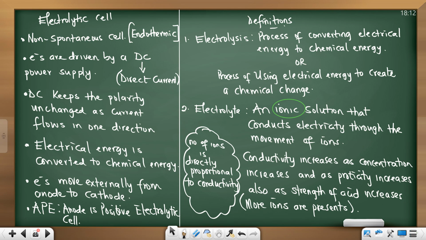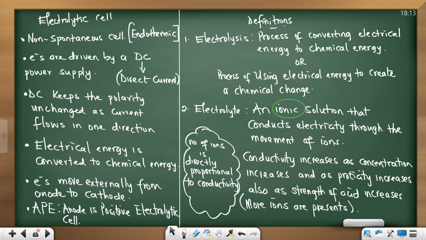All the few points we said. Number 1, it is non-spontaneous, therefore it is endothermic. Electrons are driven by a DC power supply, a direct current power supply. And why DC? It's an exam question. It keeps the polarity unchanged as current flows in one direction. That we take from paper 1 under electrodynamics, alternating and direct current.